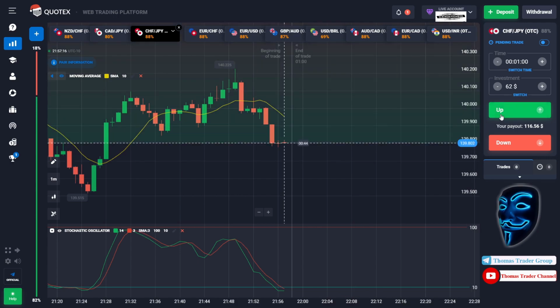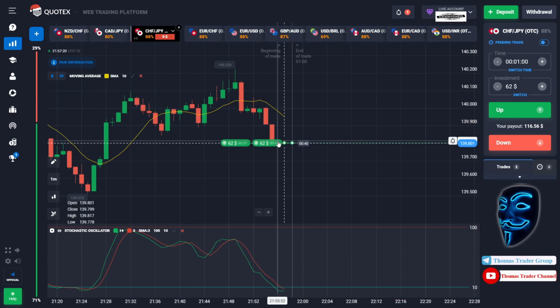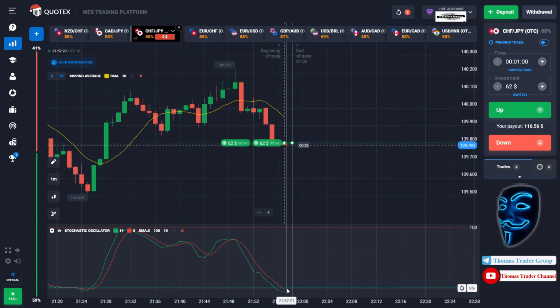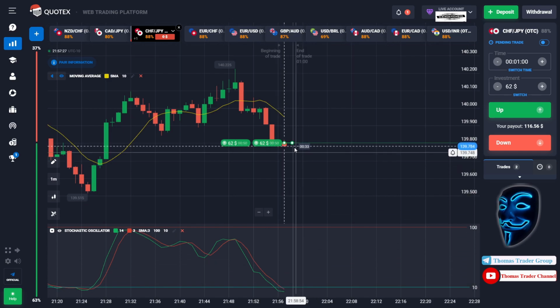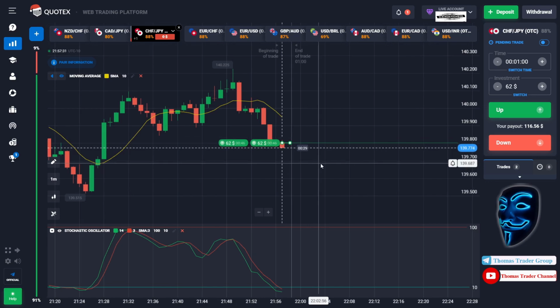Over here we can open buy for 1 minute. As you can see, the market is going bearish, but the market has already touched the oversold area. When the market touches the oversold area, it will make a rebound and it will make a correction to the moving average line before it continues the bearish trend.